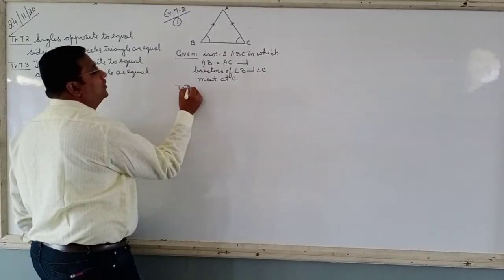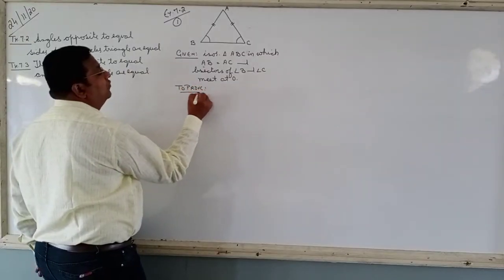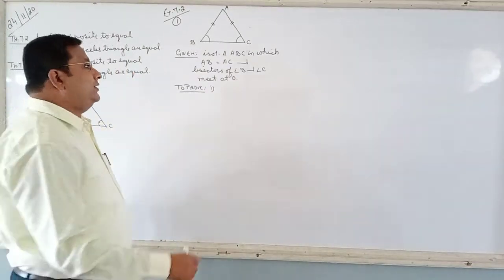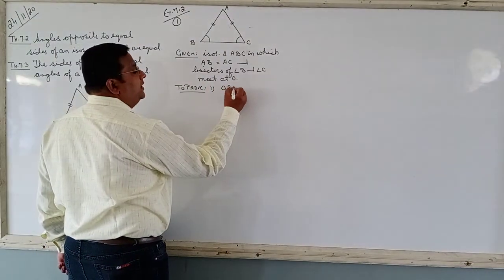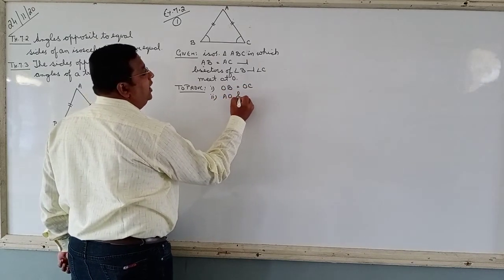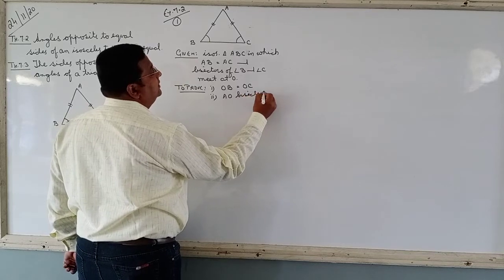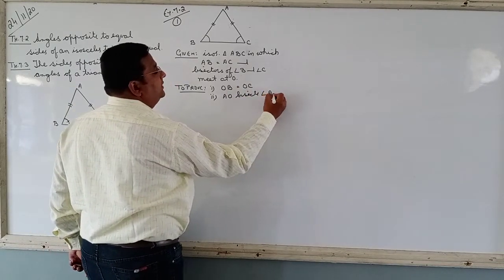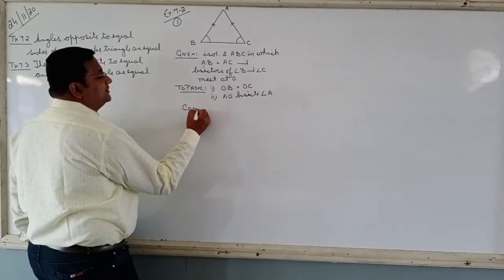And what does he want us to prove? There are three things he wants us to prove. The first one is that OB equals OC. And secondly, he wants us to prove that AO bisects angle A. Sorry, not C, angle A. So let us complete the figure by doing certain construction.